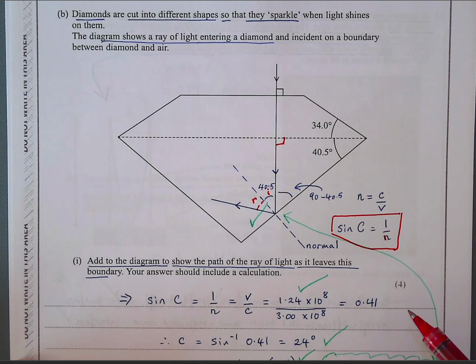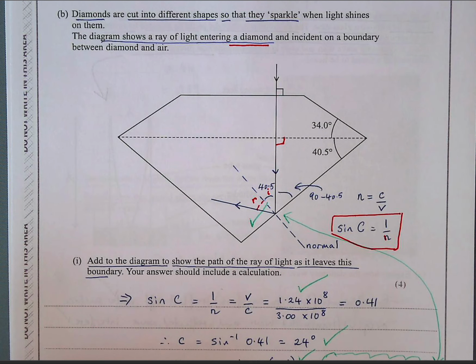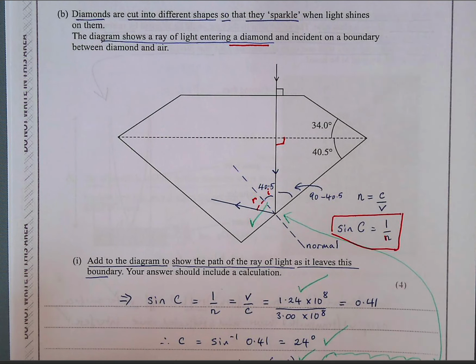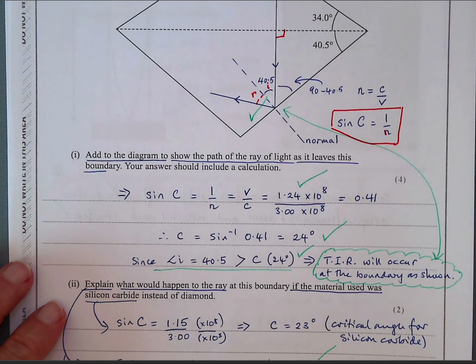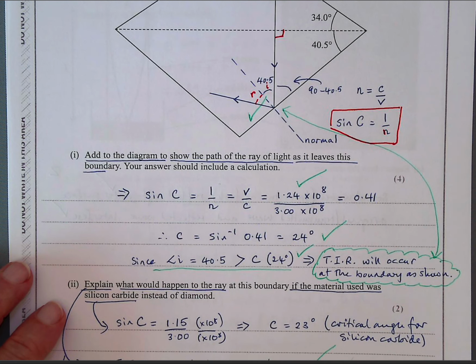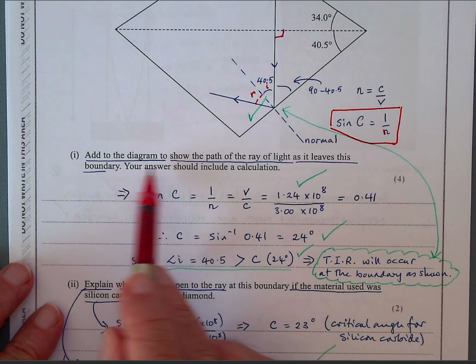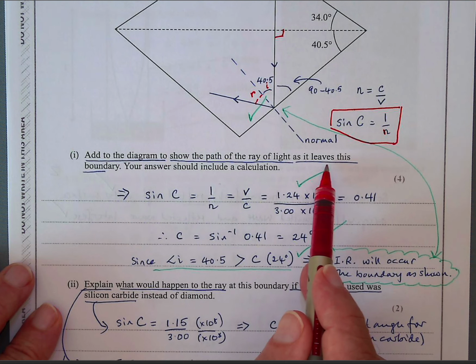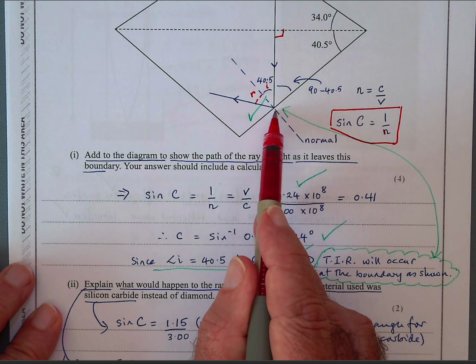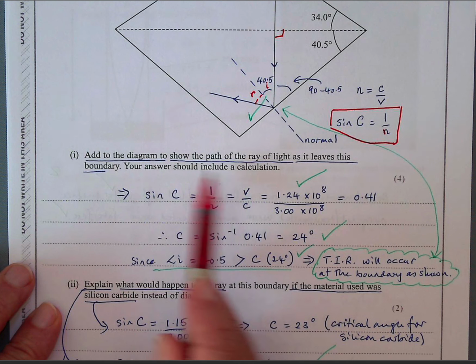So this is showing light entering a diamond, and we know the n value for diamond based on the data they've given us. So what do they want us to do? We want to work out if the angle 40.5 is bigger than the critical angle, and then add to the diagram to show the path. So this is our final answer, as it leaves the boundary. Your answer should include a calculation.